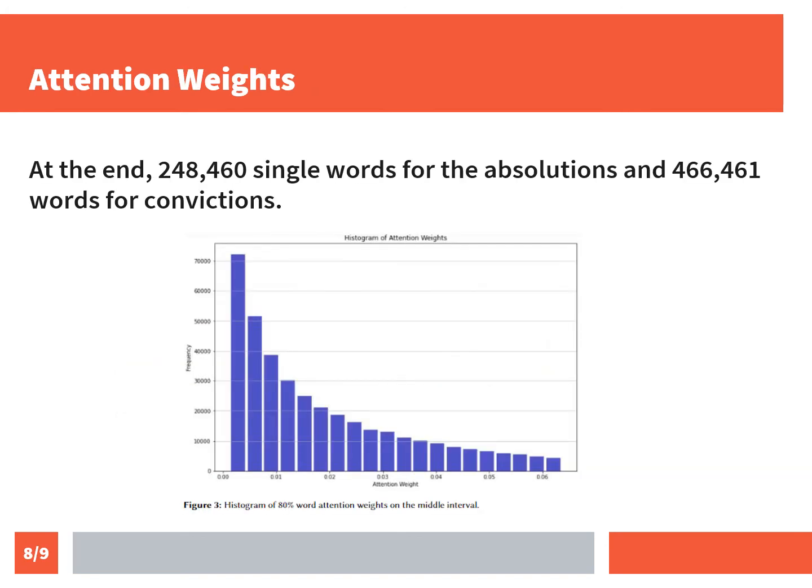We have recorded 248,460 single words for the absolution texts and 466,461 single tokens for the convictions. We calculated the attention weights for each of those tokens. As we can see in Figure 3, when we take the 80% of the words in the middle interval of attention weights, we see a decreasing graph in which many words are not as important and just a few words carry a higher attention weight.